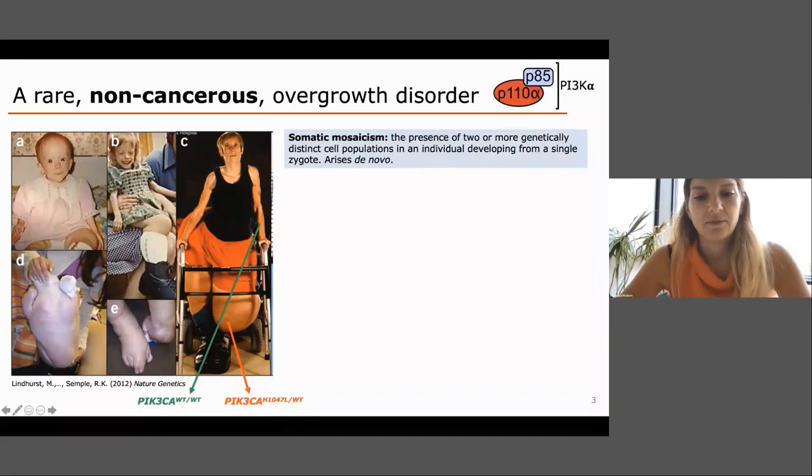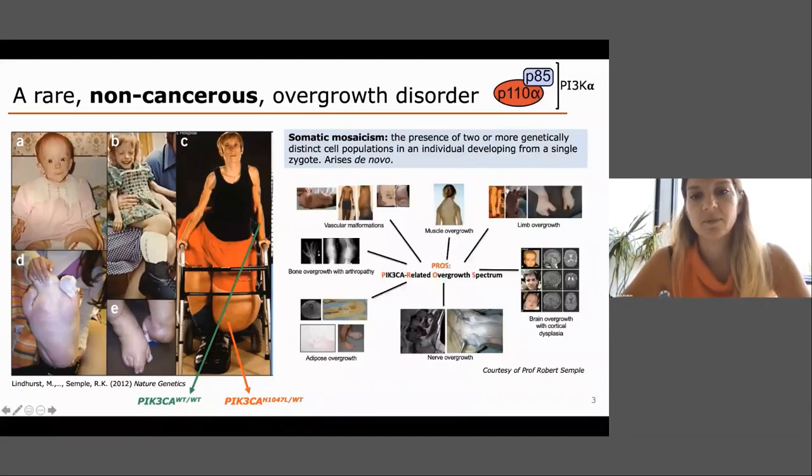And following on from this discovery, it quickly became clear that such mosaic activating PI3K mutations are the cause of a spectrum of related developmental disorders, which we now refer to as PROS, for PI3K related overgrowth spectrum. It's important to emphasize that this is a benign disorder and yet highly debilitating. As you can see, it starts to affect children as soon as they're born. It's acquired embryonically. So as I mentioned, it's developmental and treatments are currently not available apart from surgery.